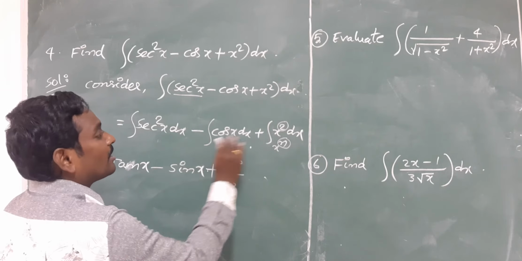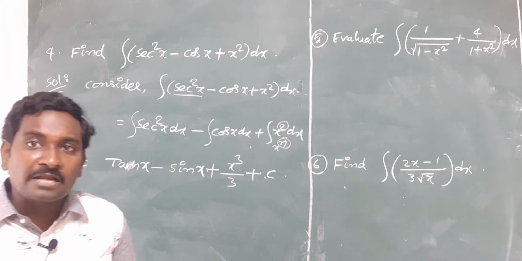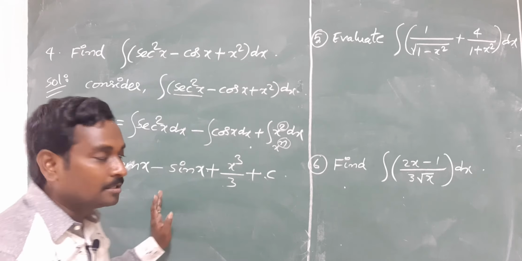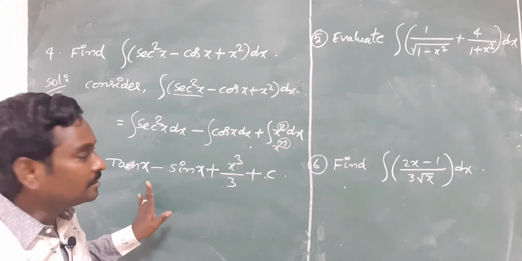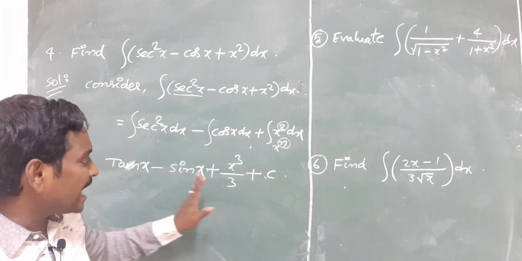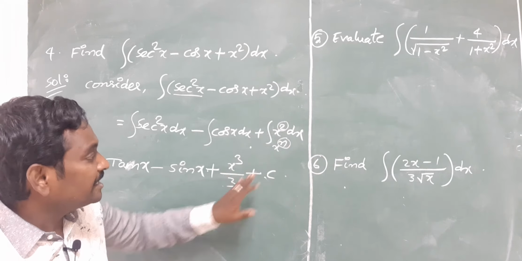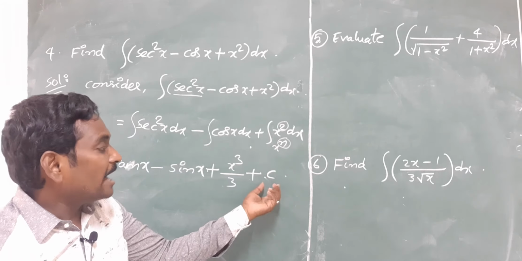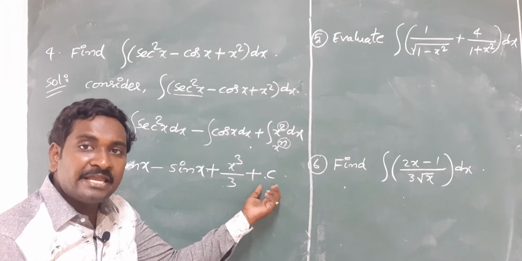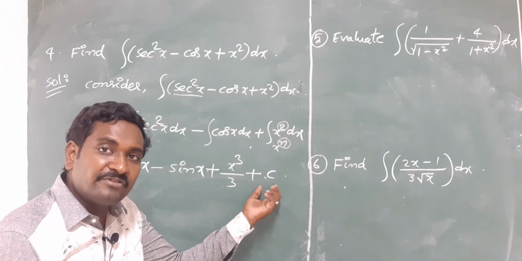Integration is completed for all terms, that's why you should add the constant c. It is not necessary to add the constant for every term. Here the integration of secant square x is tan x, don't add c here. The integration of cos x is sin x, don't add c here. The integration of x square is x cube by 3. Integration is completed with this term, that's why add the constant c now. It is not necessary to add an arbitrary constant every time.